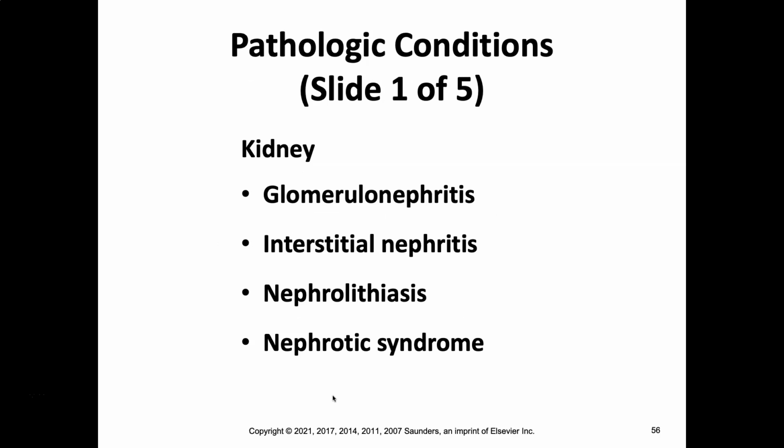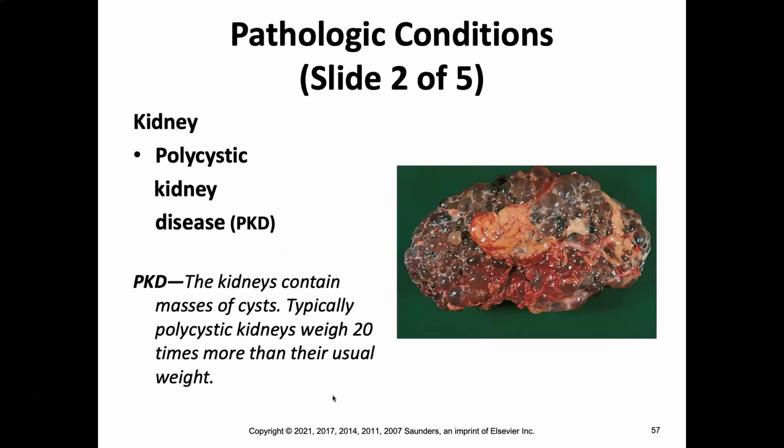So pathologic conditions. What can go wrong with a kidney? Glomerulonephritis. You have an inflammation of the glomerulus part of your kidney. You can have interstitial nephritis, nephrolithiasis, where you have some stones involved, nephrotic syndrome. This is showing us a polycystic kidney. Polycystic kidney disease, or PKD, is where the kidney develops a lot of these cysts. And that is not good for a kidney.